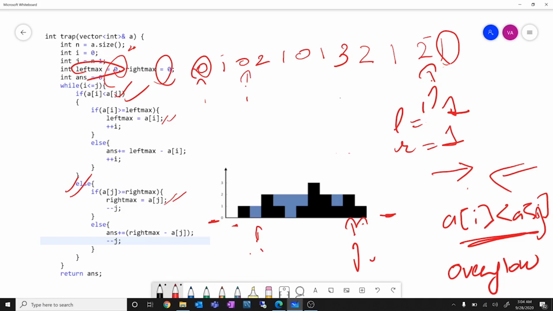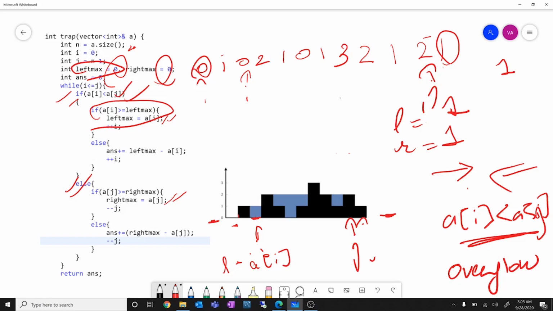Now in the next iteration, is my a of i less than a of j? Yes, it is. So my if condition is still satisfied, but this time the inner if condition is not satisfied. Why? Because a of i is 0 and left max is 1. So what does this mean? Between this building and the building over here, how much water can be stored? The water that can be stored is left max minus a of i. So this I've taken over here, and this is the water that I've stored. So this stores 1 unit of water. I'll keep it here, 1 unit of water.